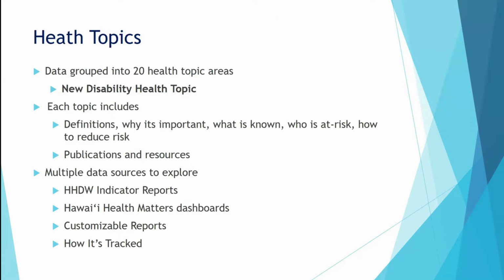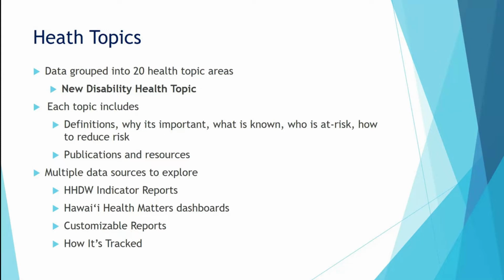We launched the Health Topics module in 2019 with 10 topic areas and added an additional 9 topics in 2020. This year, we've updated the look and feel of the module, and we've added a new topic area, disability. Each topic includes a definition of the topic area with key terms, followed by sections which answer the following questions: why it's important, what is known, who is at risk, and how to reduce that risk. You'll also find publications and resources, plus multiple data sources for you to explore.